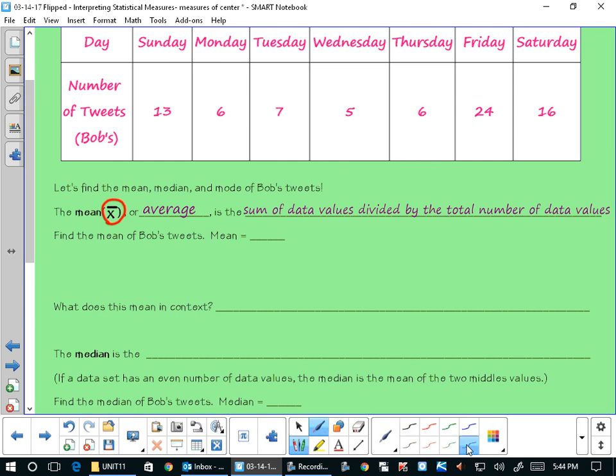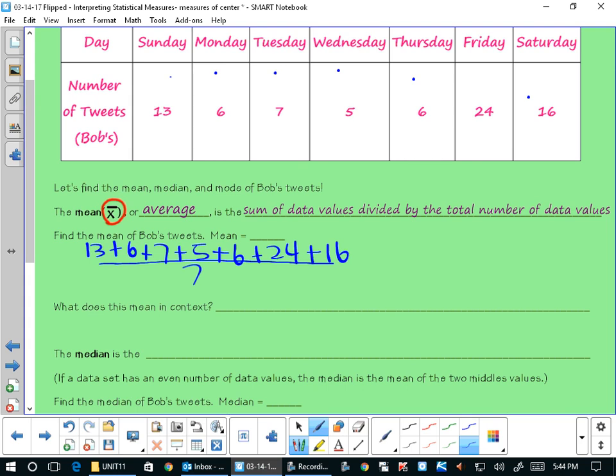So as we work through this, you need to be writing all of this down also because your teacher is going to check your work tomorrow. So we have 13 plus 6 plus 7 plus 5 plus 6 plus 24 plus 16. And the average means we add them all up and we divide by the total number of numbers. So here, that's a whole week, right? Sunday, Monday, Tuesday, Wednesday, Thursday, Friday, Saturday. That's 7 days. So we're going to add them up and divide by 7.